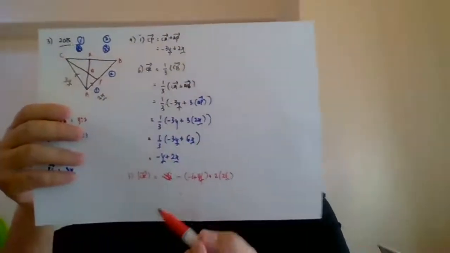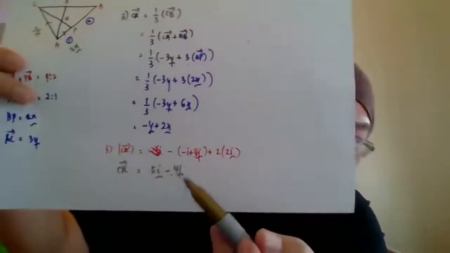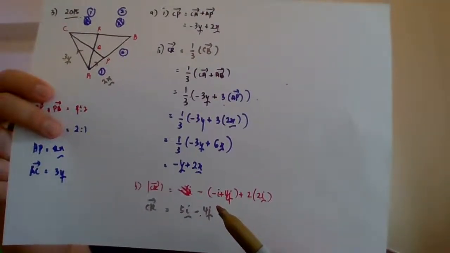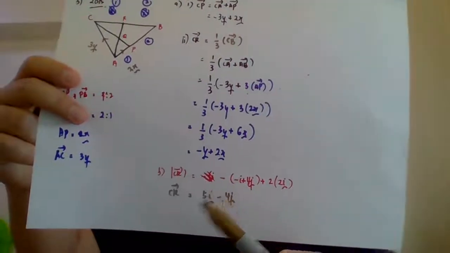So, your CR will become negative y, where y equals to negative i plus 4j, and then plus 2x, where x equals to 2i. Okay, this is how you solve. You substitute into the CR vector here. After we substitute, we simplify everything. Then we are supposed to get the vector CR equals to 5i tolak 4j. Okay guys, please double check, is that correct? When you substitute y and x here, then this is what we're supposed to get. Okay, betul ke ni?